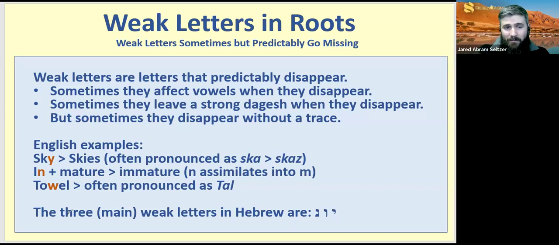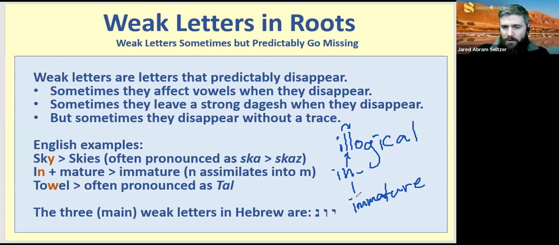This happens in English quite a lot. The main example I usually give is illogical. Where's the N? It's right there. No, it isn't. That's an L. I know. In means not in Latin. And illogical, well, the N goes missing and assimilates into the following letter. It's very immature of it. See, there's another N right there.